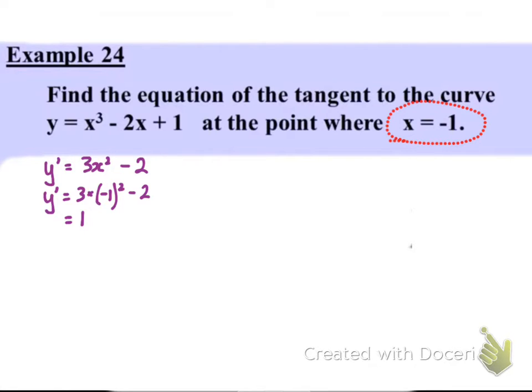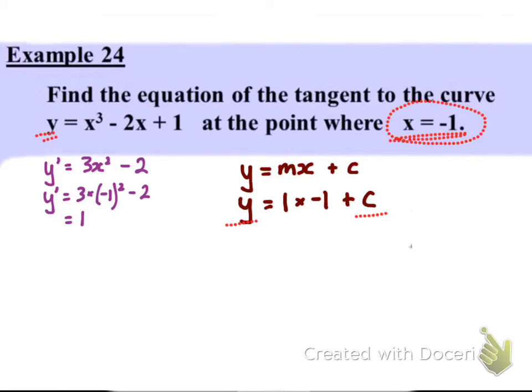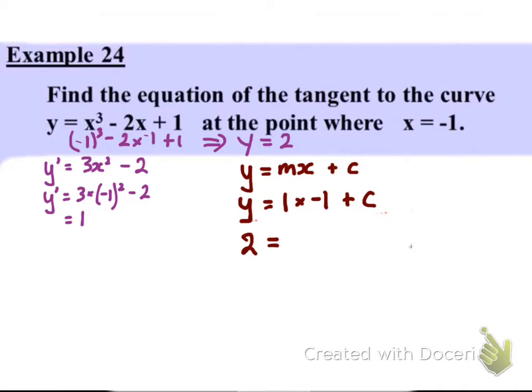Now a tangent is a straight line. We know that a straight line is y equals mx plus c. We're told the gradient is 1, and we've got a value of x of -1. So we've got y and c. We can't find two things at the same time, but we can work out what y equals. We've got the equation for y, so we put -1 in for the x, and we'll get a value of y is 2. So put 2 equals -1 plus c, c is 3.